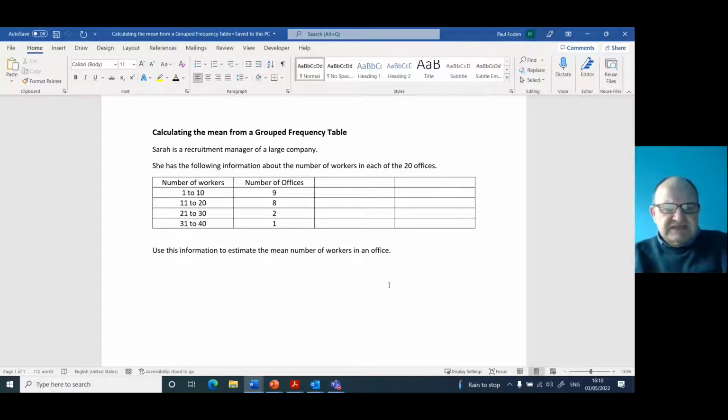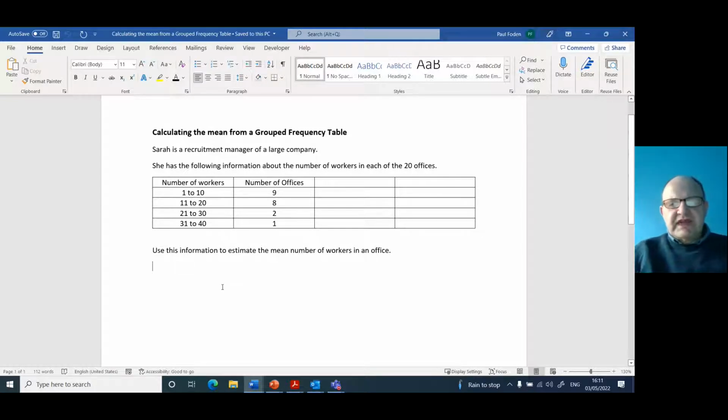In this case, Sarah is a recruitment officer, manager of a large company. She's got some information about the workers in each of the 20 offices. If we look at this very carefully, we've got them grouped in 4 groups. One is 1 to 10 workers in an office, 11 to 20, 21 to 30, 31 to 40, and so on. And the number of offices that have got 1 to 10 workers was 9, and so on.